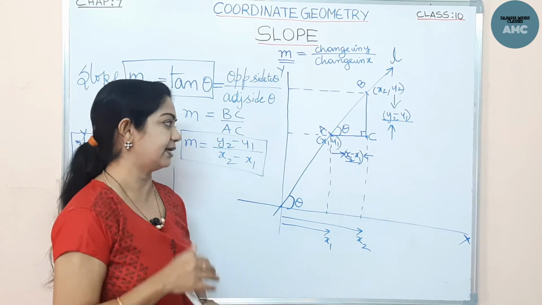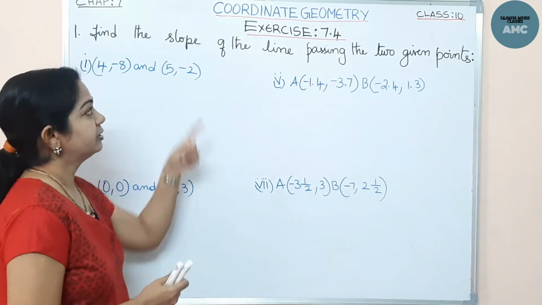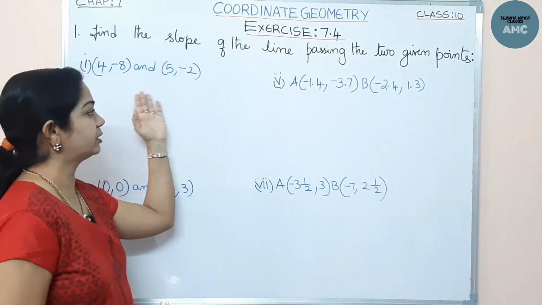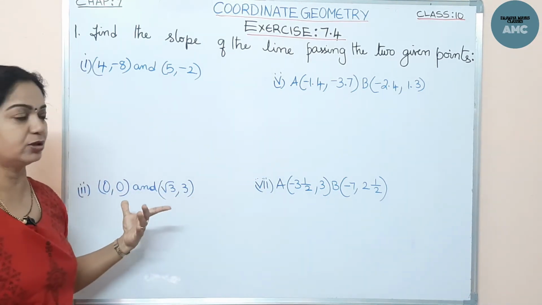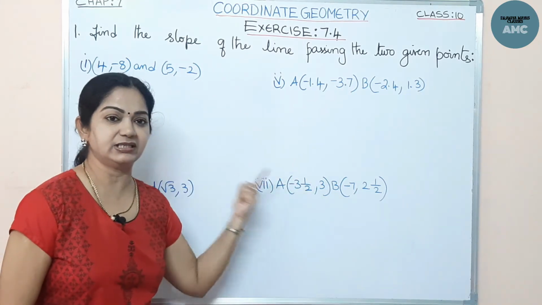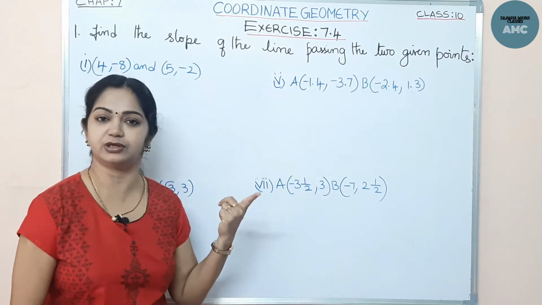Now we will do the exercise problems. Quickly pause the video, note the notes. Now exercise 7.4, the problems based on the slope. I have noted all the problems. There are altogether 7 or 8. Some problems which have a little bit of variation I have noted down. The rest of the problems you take for your practice.